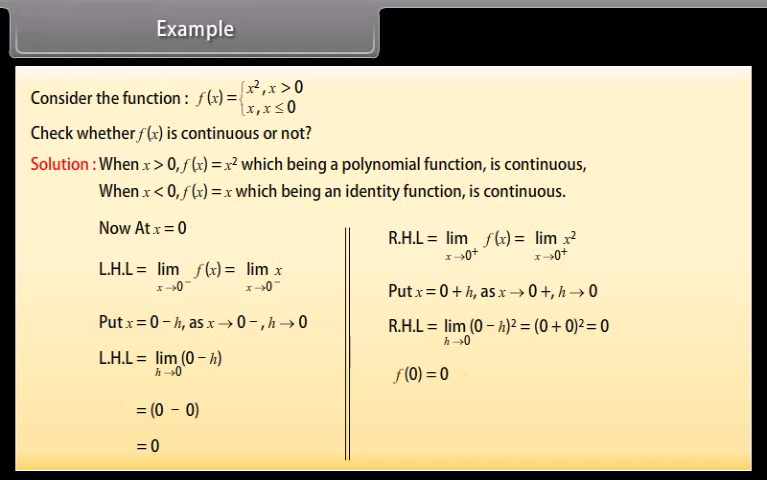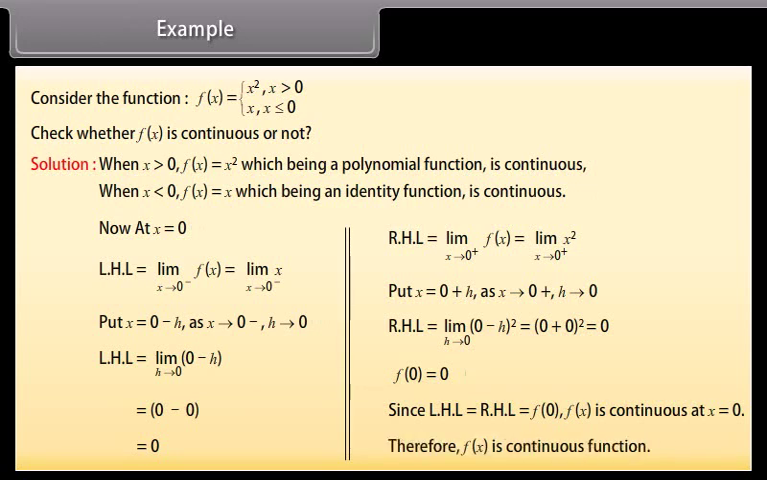Now, f(0) = 0. Since the left-hand limit is equal to the right-hand limit, which is equal to f(0), f(x) is continuous at x = 0. Therefore, f(x) is a continuous function.